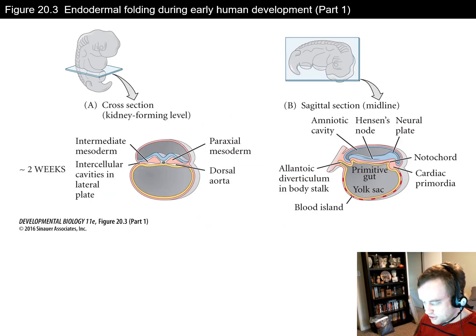So initially, the endoderm cells form this flat sheet indicated in gold here, surrounding this internal cavity of the developing embryo. If we were to take a cross section, looking down, this would be the notochord here and the developing neural tube. And then if we were to take a sagittal section or a midline section, you can see similarly this internal cavity with the developing endoderm cells.